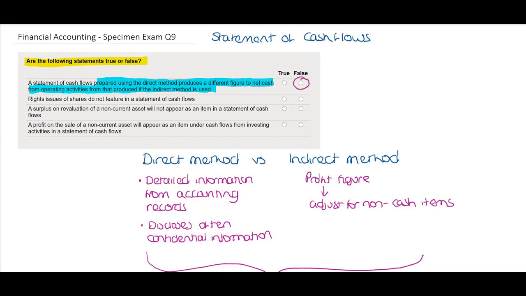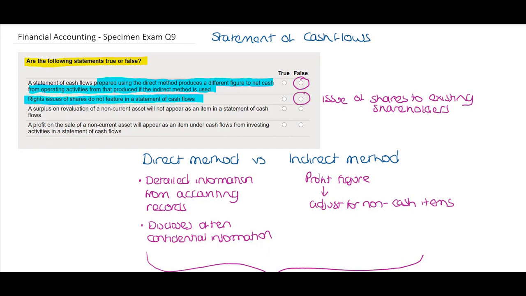This will not be a different amount using the direct method to the indirect method, and so therefore this statement is false. The next statement says that the rights issue of shares do not feature in a statement of cash flows. A rights issue is an issue of shares to existing shareholders. The offered share price is often less than the market value, but cash does change hands. There will be a cash flow as a result of that transaction. And so therefore, again, this statement is false.